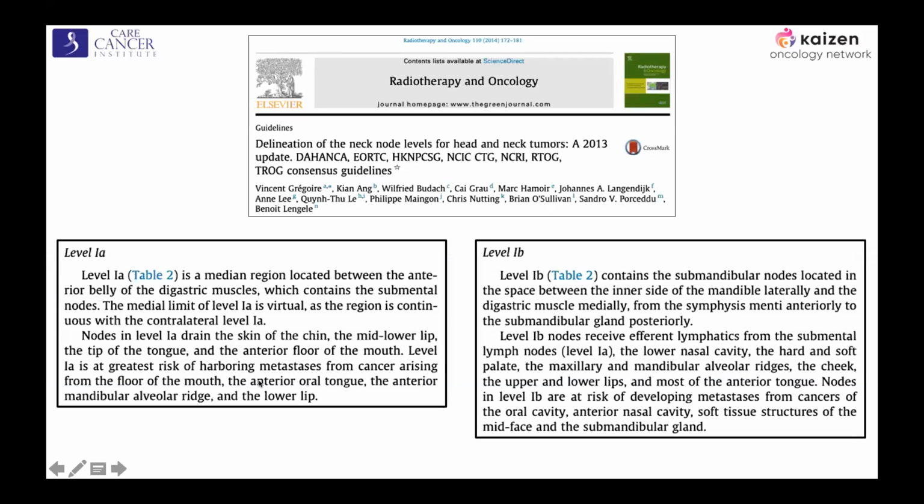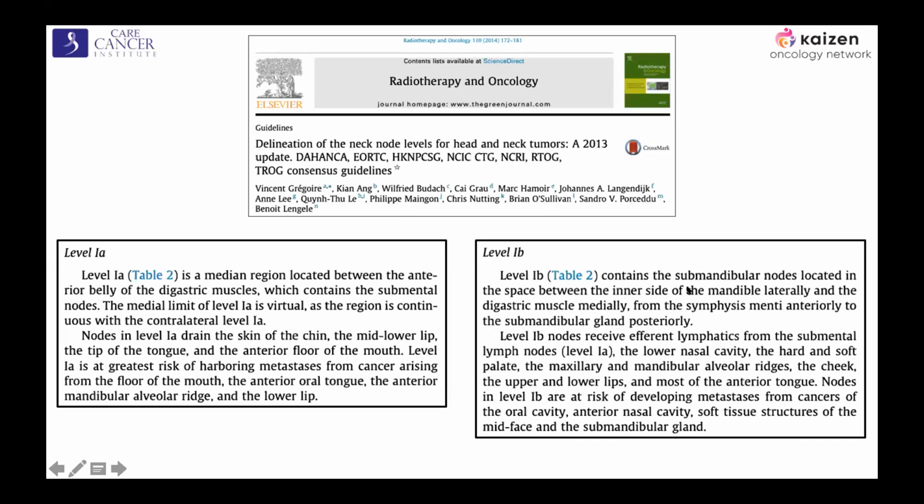So level 1A is basically a median region. It's a single nodal group, not right and left. It's a median region located between the two anterior bellies of the two digastric muscles on both sides. Nodes in level 1A drain the skin of the chin, the mid lower lip, the tip of the tongue, and the anterior floor of the mouth, and are at greatest risk of harboring metastasis from cancers arising from the floor of the mouth, the anterior oral tongue, the anterior mandibular alveolar ridge, and the lower lip.